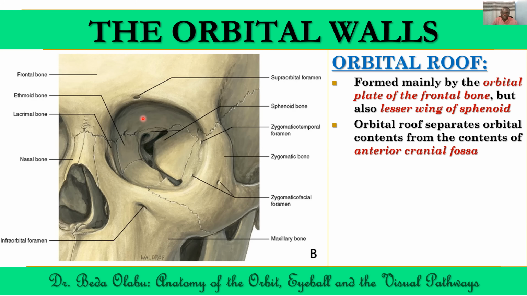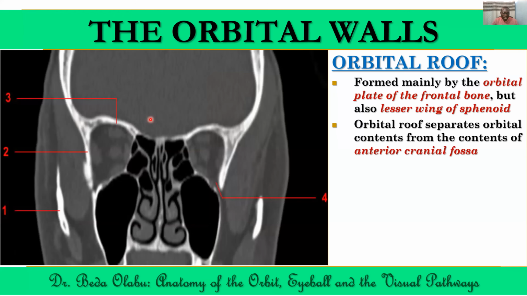Generally, the orbital roof separates the orbital contents from the contents of the anterior cranial fossa. This particular image captures for us that very well. So this is the orbit, this is the orbital roof, in particular the orbital plate of the frontal bone, and this is the anterior cranial fossa, which houses mainly the frontal lobe of the brain. And maybe around that point, we also have the olfactory pathways, but the ones directly above the orbits are the frontal lobes of the brain.